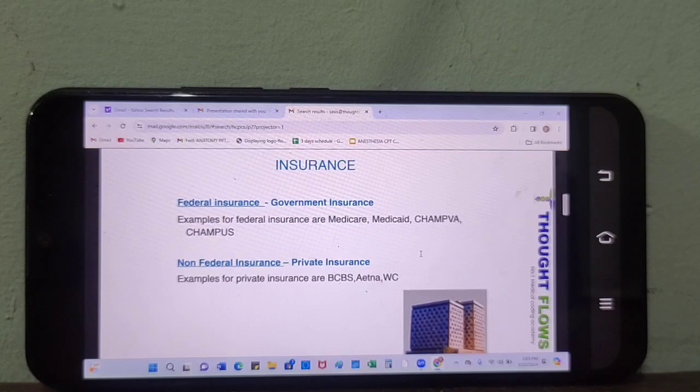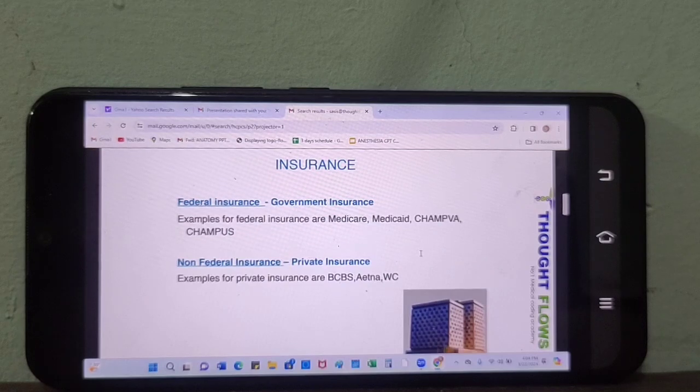Insurance. There are two types of insurance. This process is not followed in our country. We are discussing other countries, US healthcare. There are two types of insurance: federal insurance and non-federal insurance. Federal insurance means governmental insurance. Non-federal insurance is private insurance.